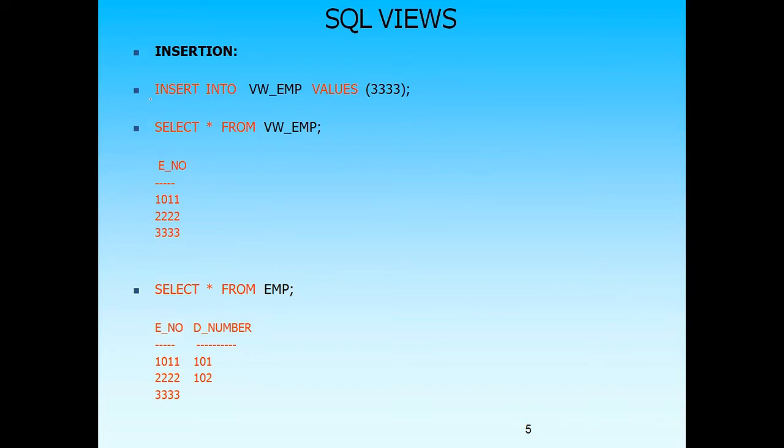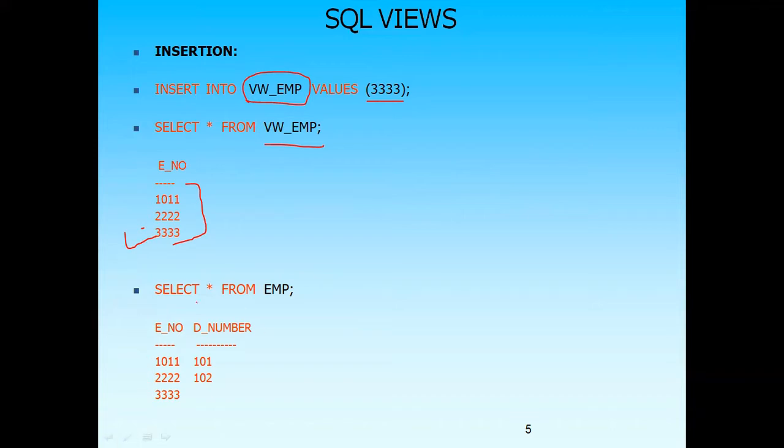If we insert data, insert into, now instead of the table name, I am passing the view name. Insert into employee view values 333. Now this 333 indicates my employee number. So if you select star from employee view, you can find this 333 is inserted into the view. This new record we have inserted into the view.